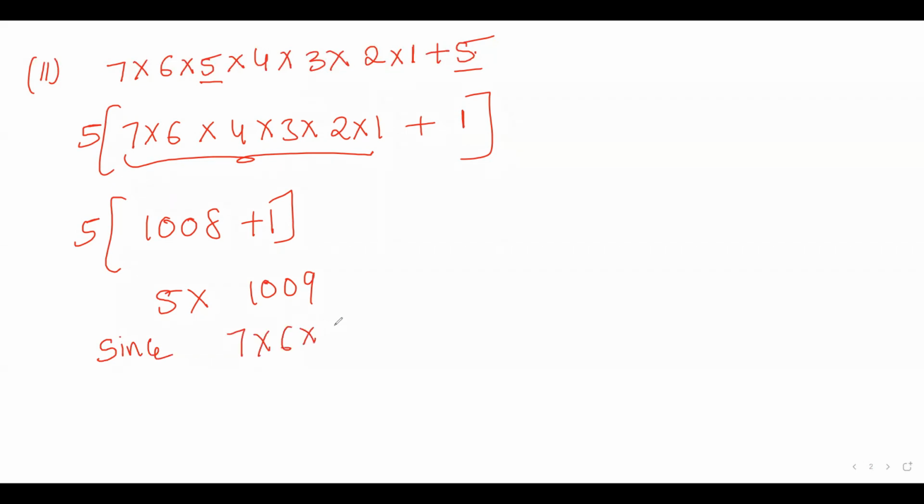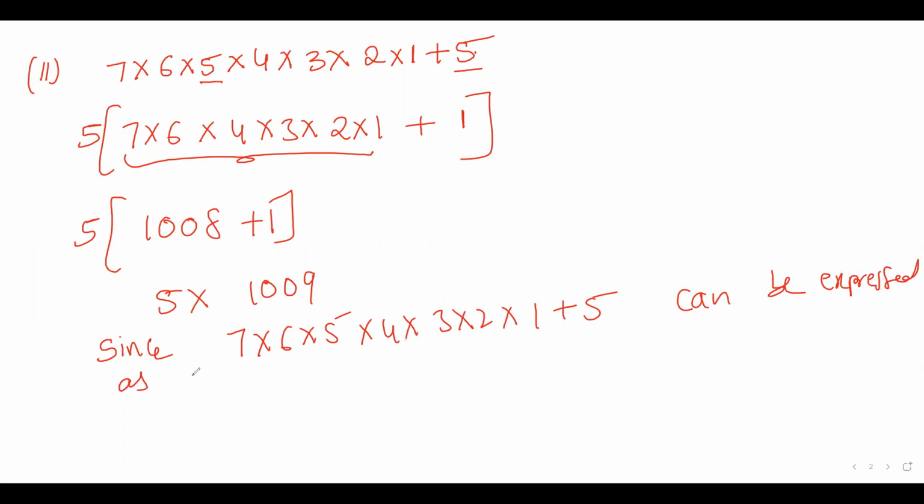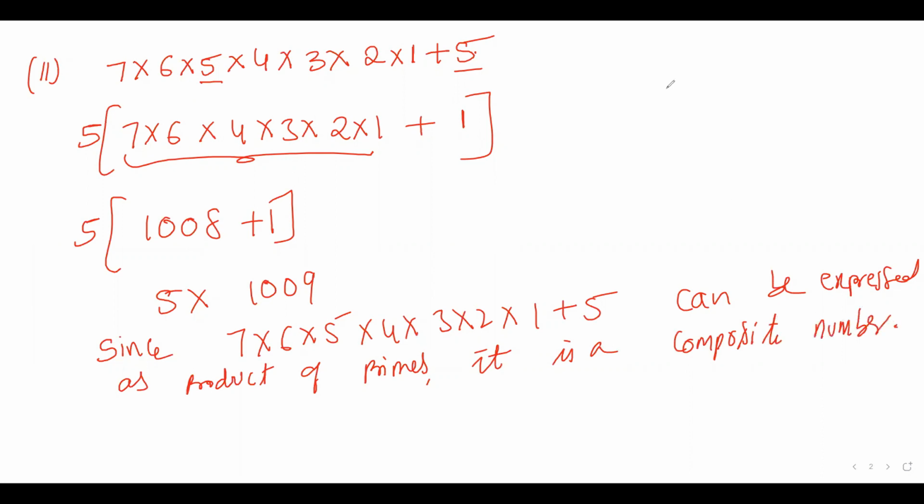7 into 6 into 5 into 4 into 3 into 2 into 1 plus 5, this is the given number, can be expressed as product of primes, it is a composite number. That's it.